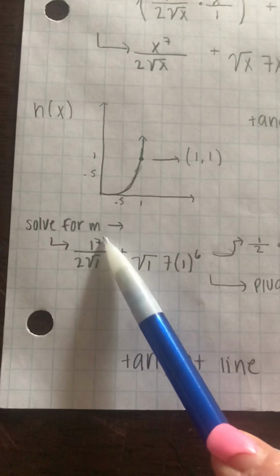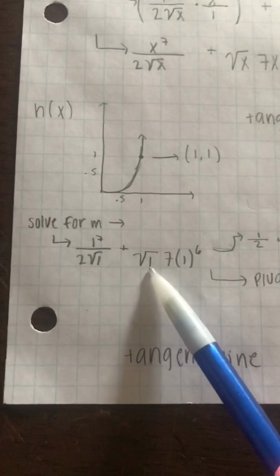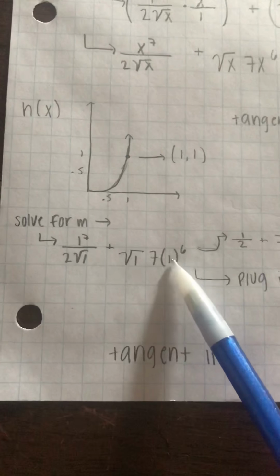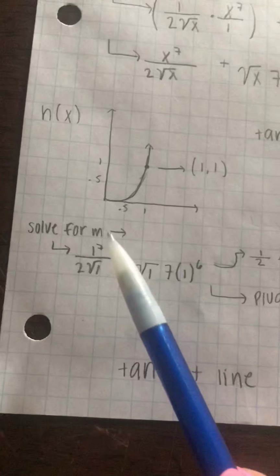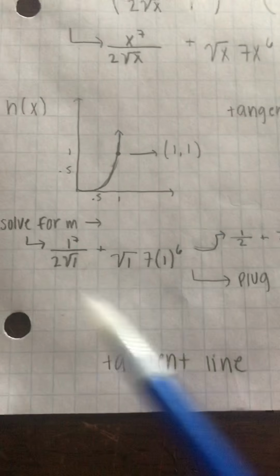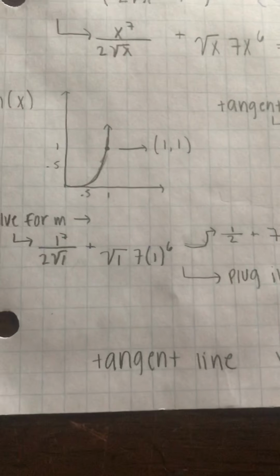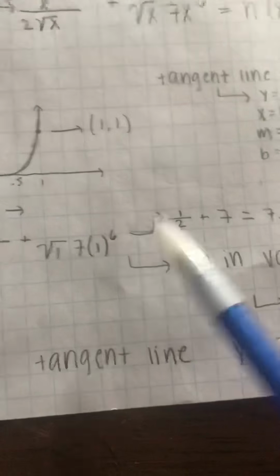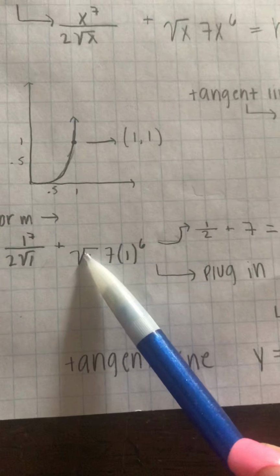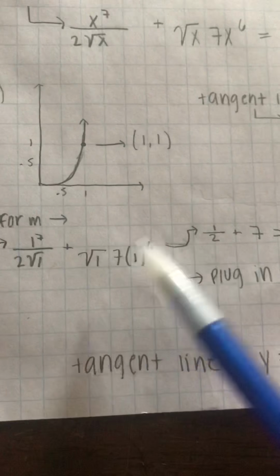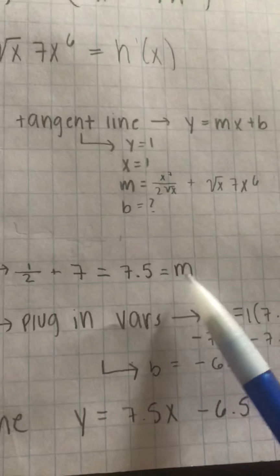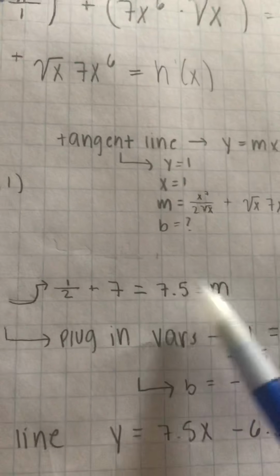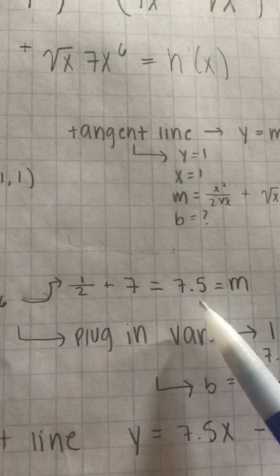So I have 1 to the power of 7 over 2 root 1 plus root 1 times 7 times 1 to the power of 6. So every time 1 is the power of anything, it's still just 1. And anytime 1 is rooted, it's still just 1. So really, it turns out to be 1 over 2, which is right here, so it's 1/2, and then this only means 1, and this only means 1, that's how it simplifies out. So this term right here just turns into 7, so you have 1/2 plus 7, which is 7.5, so my m and my slope in my tangent line at point 1, 1 is just going to be 7.5.